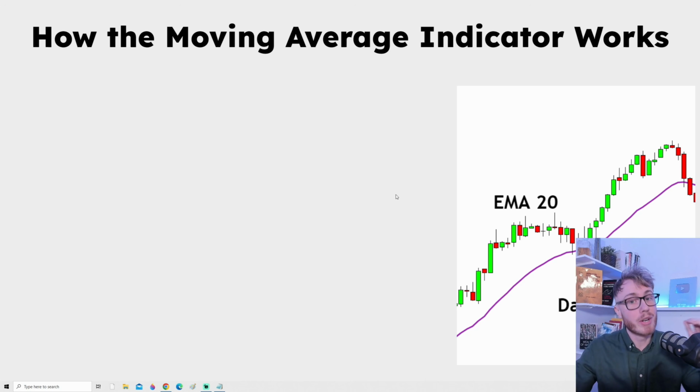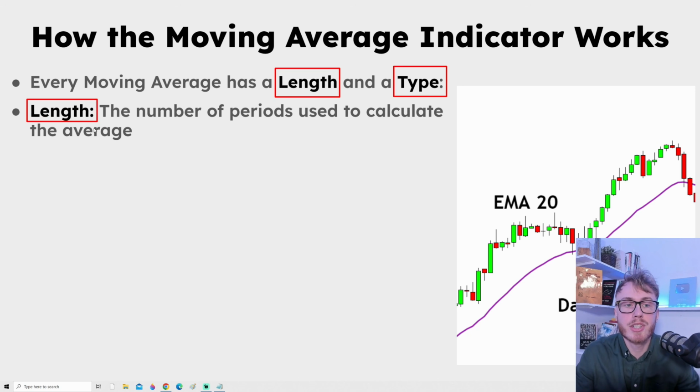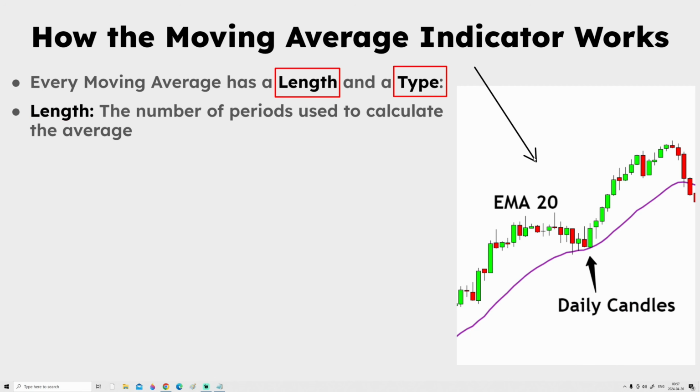As I already mentioned, in order to use moving averages effectively, we of course need to understand how they work. Every moving average has two classifications. They have both a length and a type. The length of a moving average refers to the number of periods used to calculate the average. If you take a look at this chart right here, you can see that this purple upsloping line is a moving average. To be more precise, it's an EMA 20. And it is this number right here that refers to the moving average length. So in this case, the moving average is based on 20 periods.